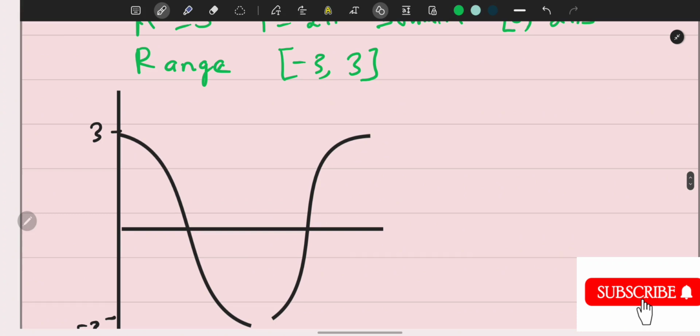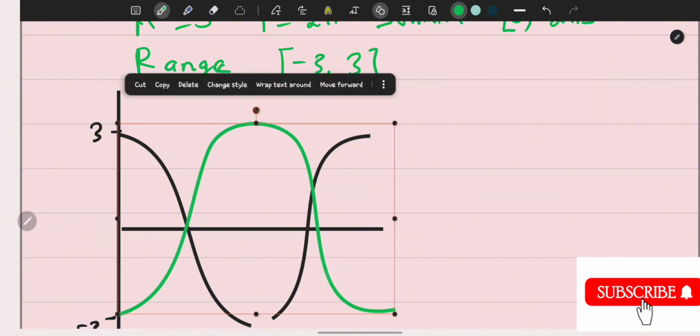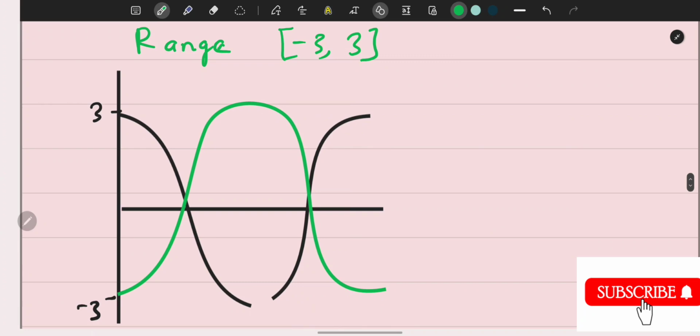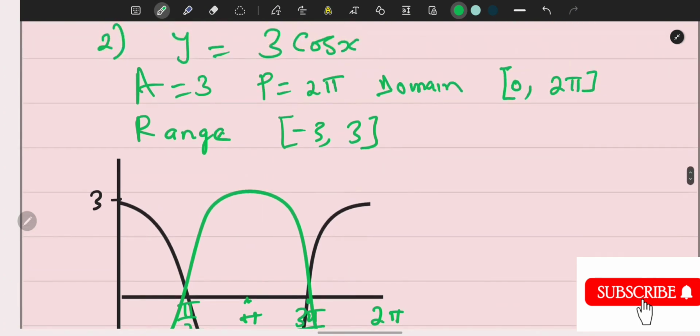Then let's consider minus 3 cos x. For minus 3 cos x, we're going to have something like this. Can you see the difference now? The period here is 2 pi, so this place here is pi, this is pi over 2, while this place here is 3 pi over 2. So these are examples of cos x and sine x.